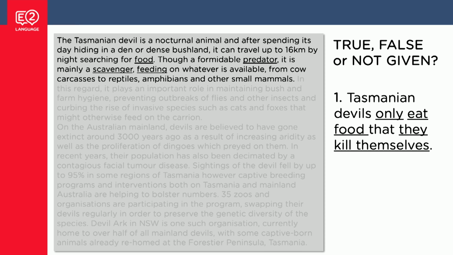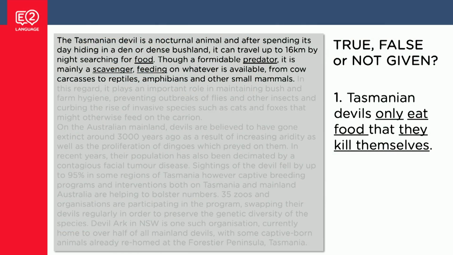The Tasmanian devil is a nocturnal animal, and after spending its day hiding in a den or dense bushland, it can travel up to 16 kilometres by night searching for food. Though a formidable predator, it is mainly a scavenger, feeding on whatever is available, from cow carcasses to reptiles, amphibians, and other small mammals.